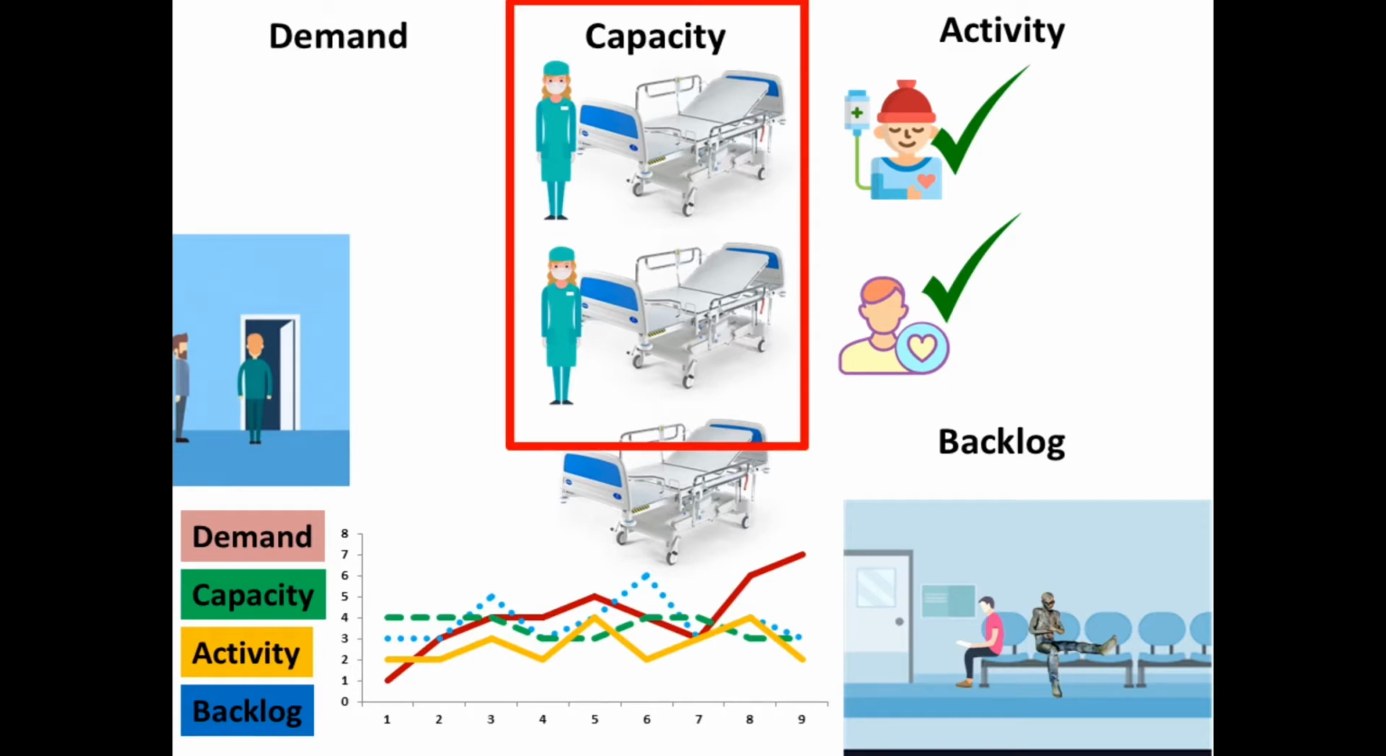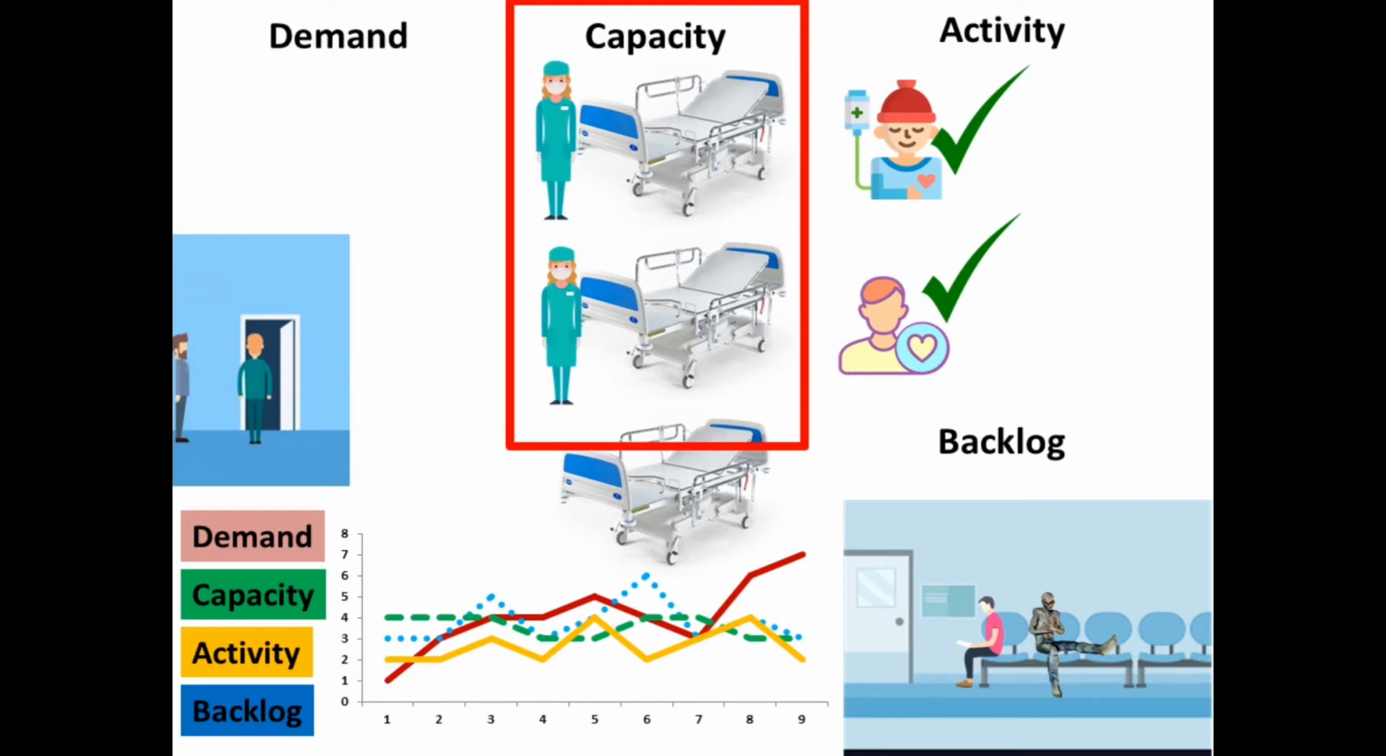And a member of staff who's available for a day with all of the equipment that they need to deliver care becomes 300, 400 minutes of staffing capacity. So now that we have all of these factors plotted on the same chart, we can begin to get an understanding of what's going on in our service.